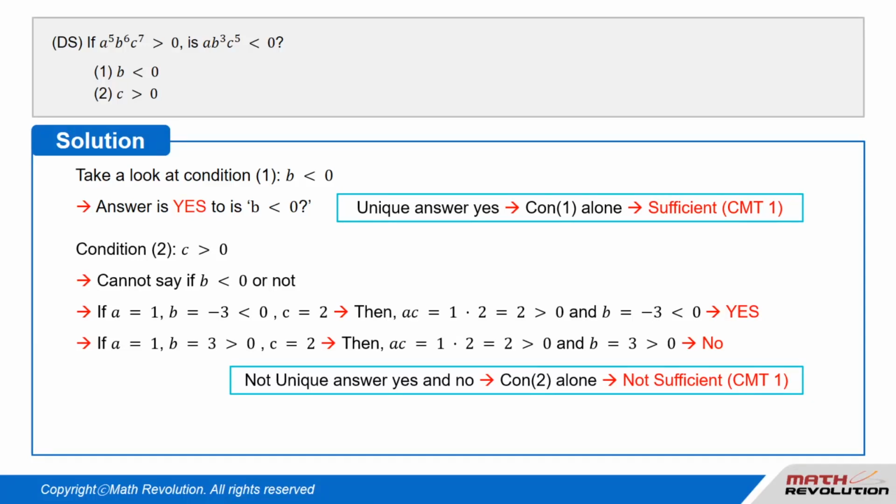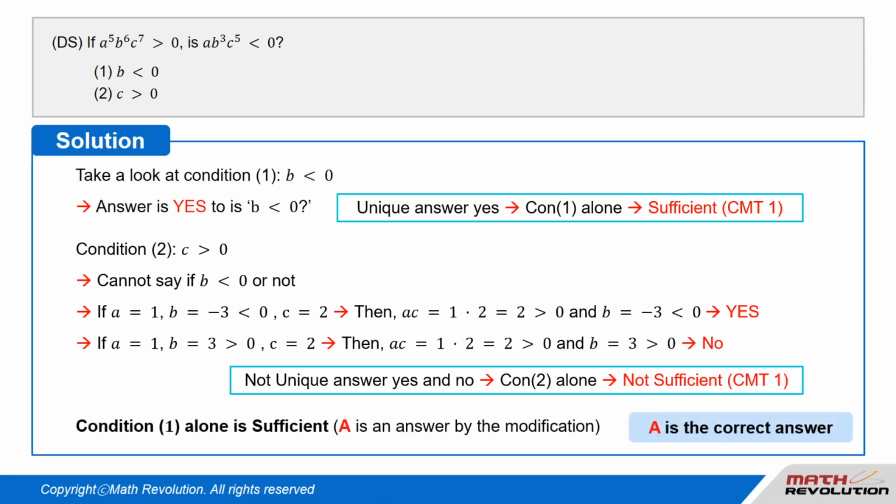Since we have yes and no as an answer to the same question, the condition is not sufficient to answer the original question according to CMT1, which states that if you get both yes and no as the answer, it is not sufficient. Condition 1 alone is sufficient. A is an answer by the modification. Thus, A is the correct answer. Answer A.